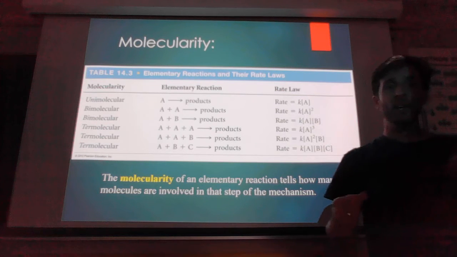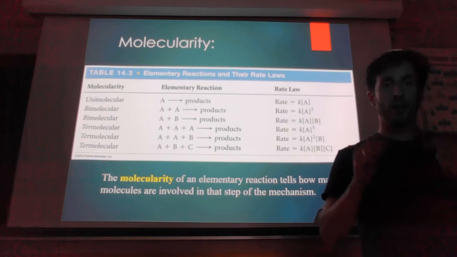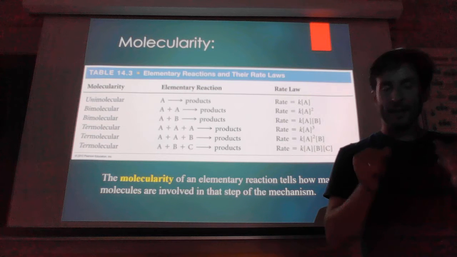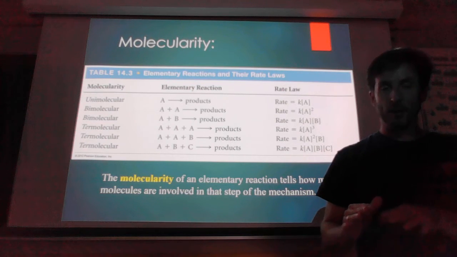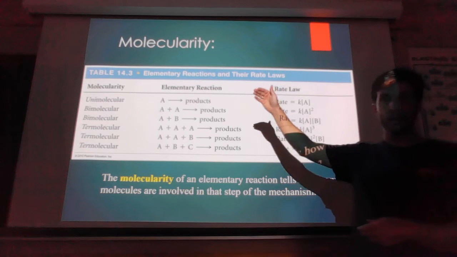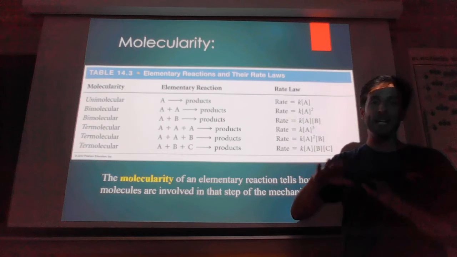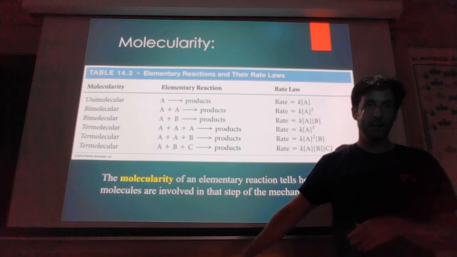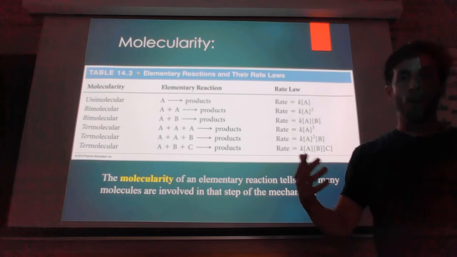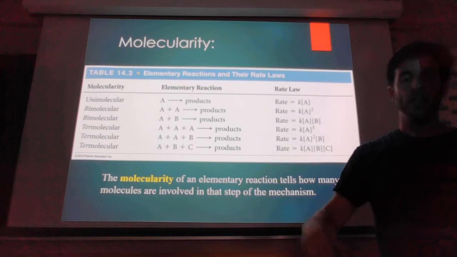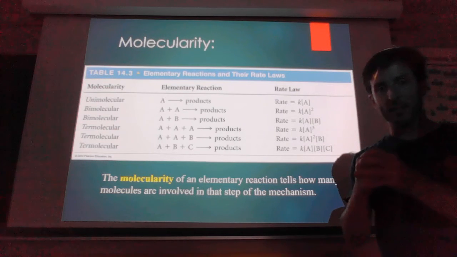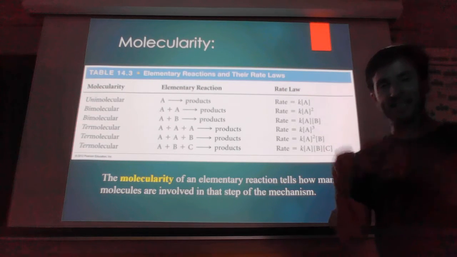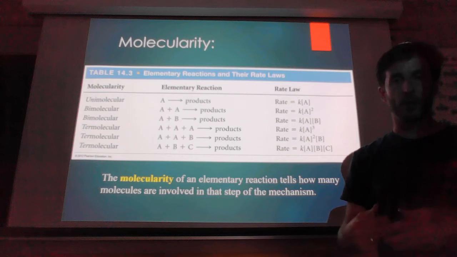Very rarely will three cars crash into each other all at once. It can happen, but it's rare. So most reactions are going to be unimolecular or bimolecular. You'll occasionally get a termolecular, but you're not going to get any more than that. It's almost impossible for four molecules or five molecules to simultaneously all crash into each other and give us a singular molecular event, which is what we're talking about.